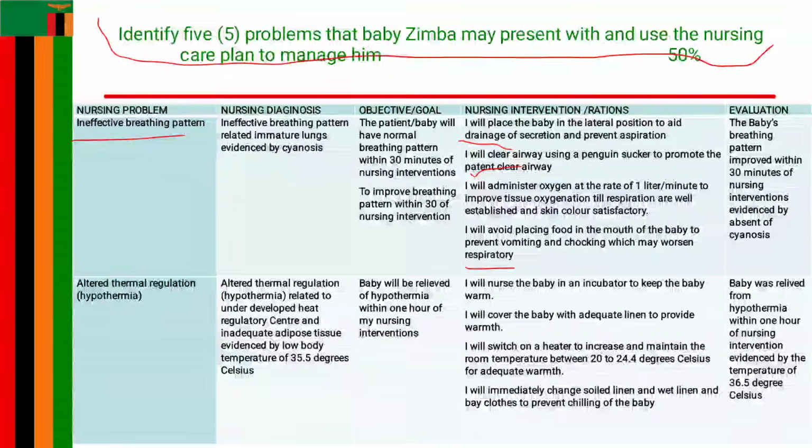Evaluation, you can say the baby's breathing pattern improved within 30 minutes of nursing interventions, evidenced by absence of cyanosis. So the way the marks allocation works is that for a correct problem, you get 1 mark. A correct nursing diagnosis, which is supposed to be related to something with an evidence, if it is an actual problem, you are given 2 marks. But if it is a potential problem, there is no evidence, and you see as we talk about potential problems as well.